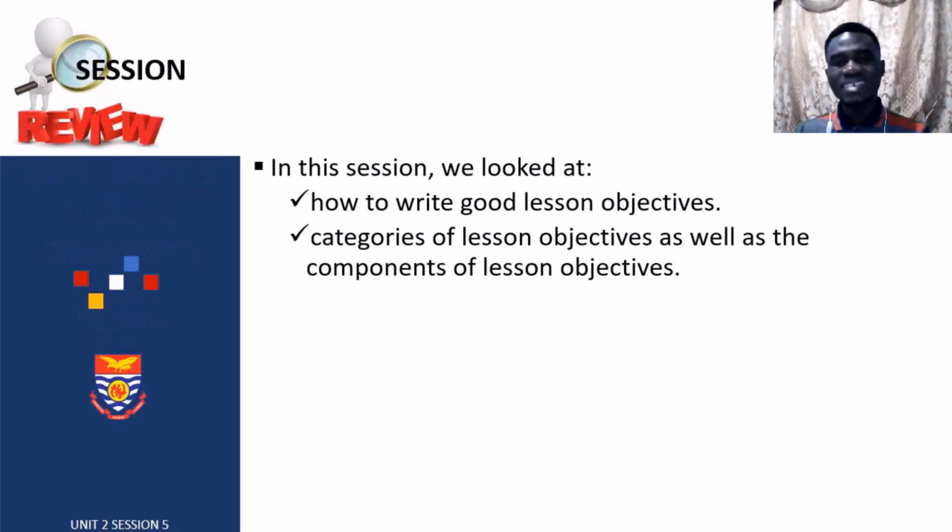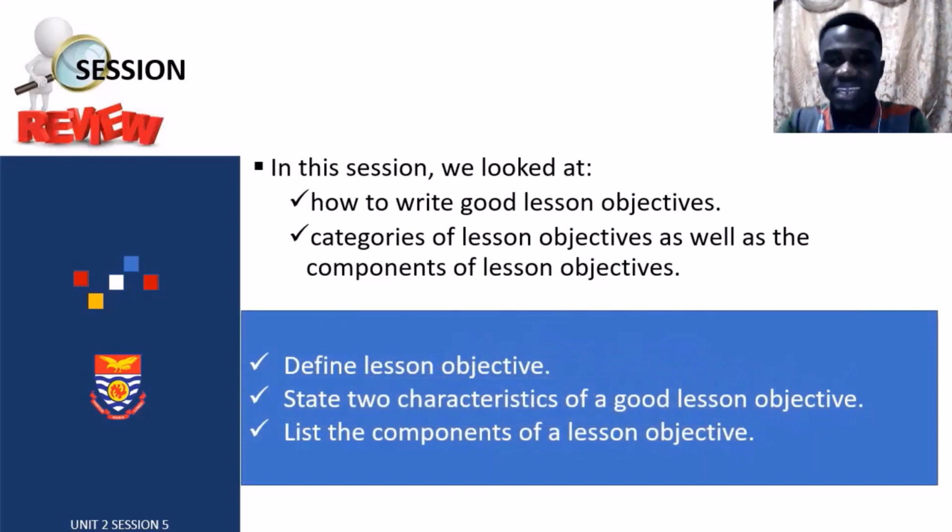Now, students, in this session, we looked at how to write good lesson objectives and the categories of lesson objectives, as well as the components of lesson objectives. Now, as we bring the session to an end, let us take this as a take home. Define lesson objective, state 2 characteristics of a good lesson objective, and list the components of a lesson objective.